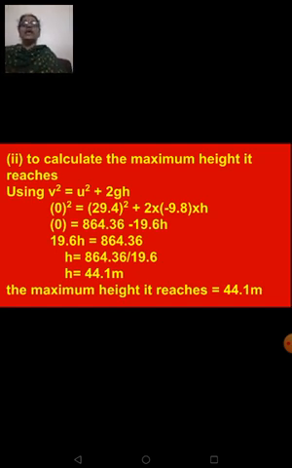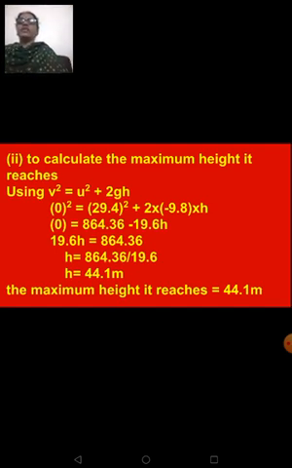864.36. Now what will be h? h will be 864.36 divided by 19.6. Why division? 19.6h means what? 19.6 into h. So multiplication. When it comes to the other side, it will become a division.